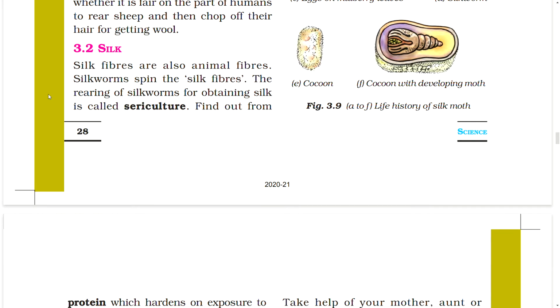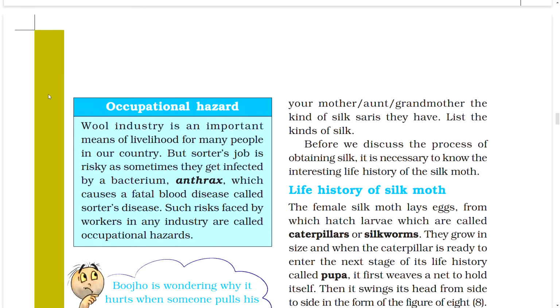3.2. Silk. Silk fibers are also animal fibers. Silkworms spin the silk fibers. The rearing of silkworms for obtaining silk is called sericulture. Find out from your mother or aunt or grandmother the kind of silk sarees they have. List the kinds of silk.